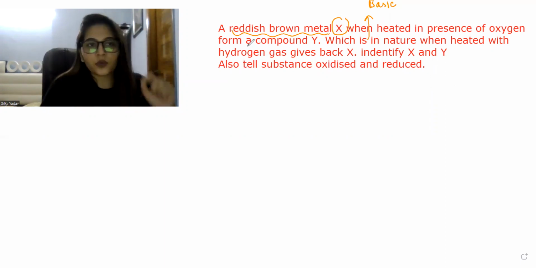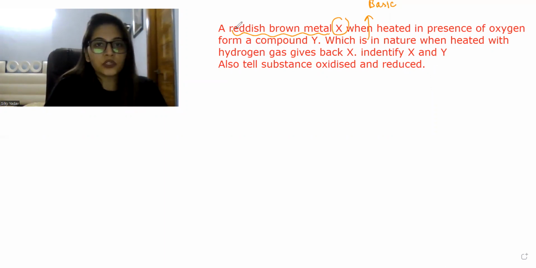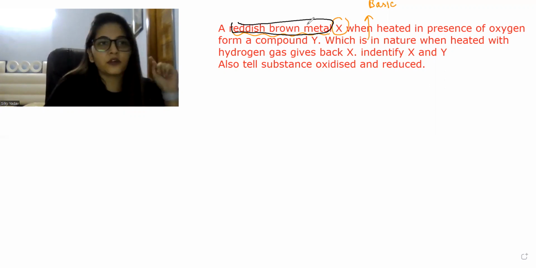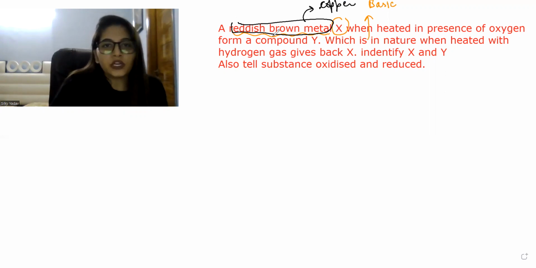As the question is giving us a hint about which metal we are talking about, it is a reddish brown metal. So please make sure that you all remember that reddish brown color metal means they're talking about copper, because the color of copper is reddish brown. So X we have got, that is copper. And you all know that the symbol for copper is Cu.